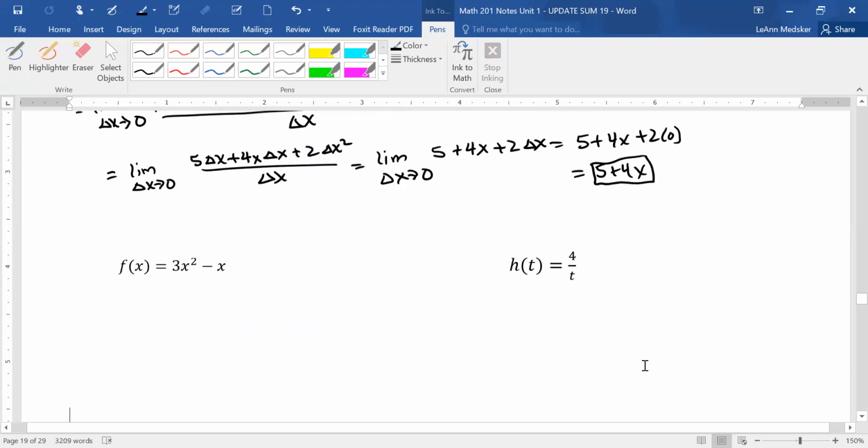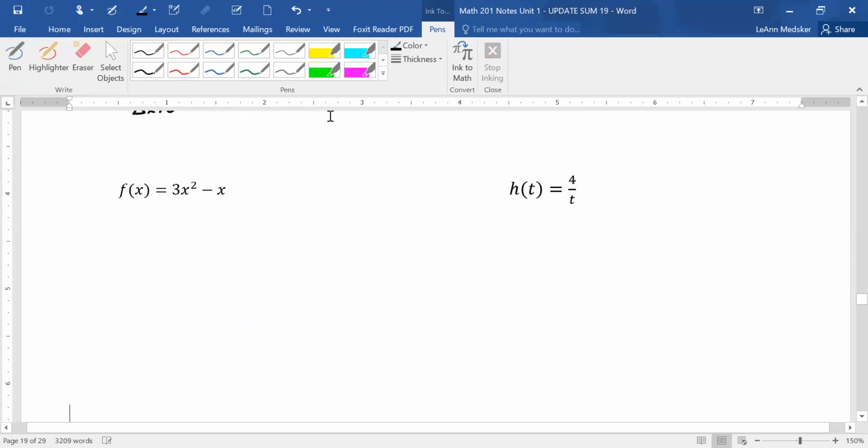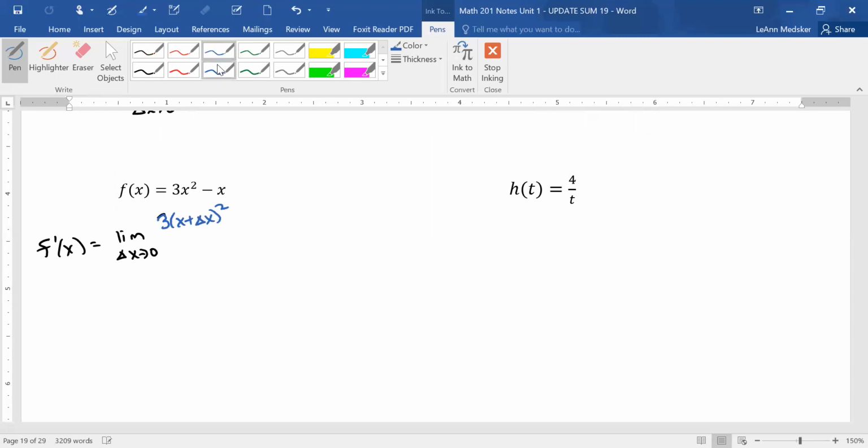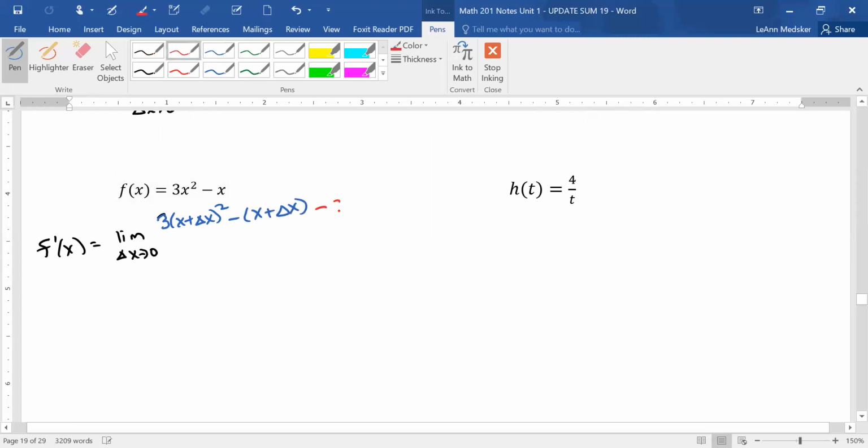All right, and then the last one on this video, because all the rest of these we're doing in class today, is 3x squared minus x. So we're doing f prime of x equals the limit as delta x approaches 0 of, let's do this in blue again, so this would be 3 times x plus delta x squared minus x plus delta x. Notice that binomial is going in for both x's, and then we change the signs for negative f of x.